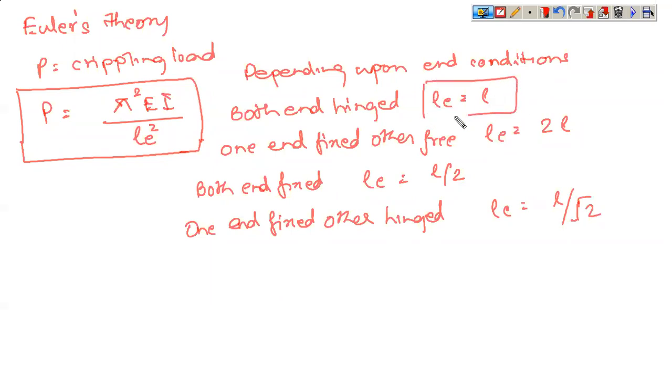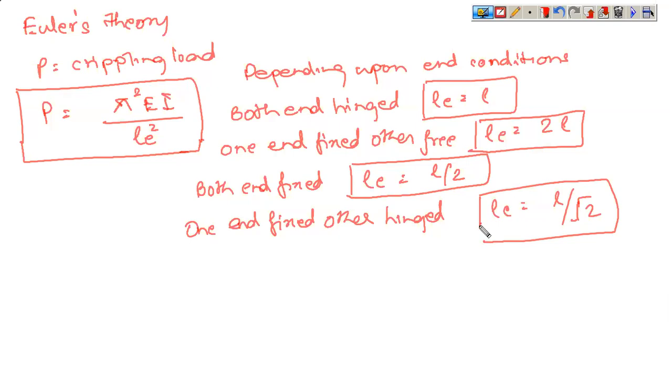So these are the four end conditions. So you need to remember these end conditions also. That if it is a both end hinged column, then LE will be replaced by L. If it is one end fixed, other end free, LE will be replaced by 2L. For both end fixed, LE is replaced by L by 2. Okay, and for one end fixed and the other end hinged, LE gets replaced by L by root 2.